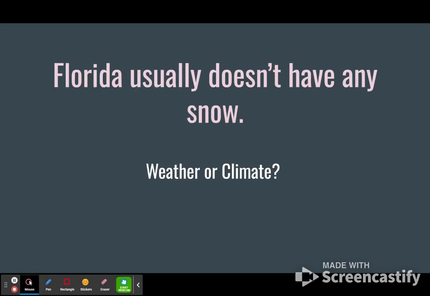Last one, Florida usually doesn't have any snow. Weather or climate? Climate. That means Florida really doesn't have snow despite the weather. Its climate is too warm for snow.